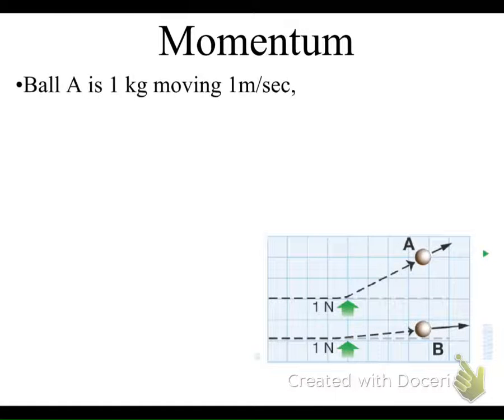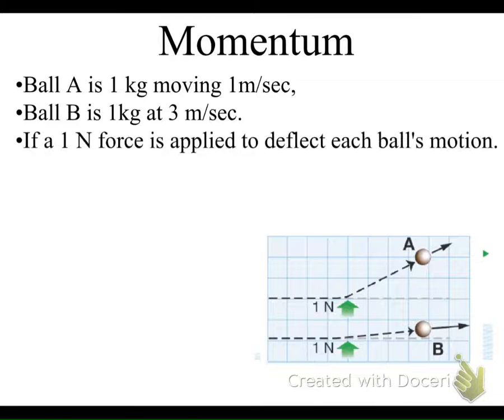Therefore, if ball A is moving at 1 meter per second and ball B is moving at 3 meters per second, just like what was said before. If we apply a 1 Newton force on each one, trying to push them sideways, which one is going to be deflected more? The one with less momentum. It's going to take less force to deflect it because it has less momentum.